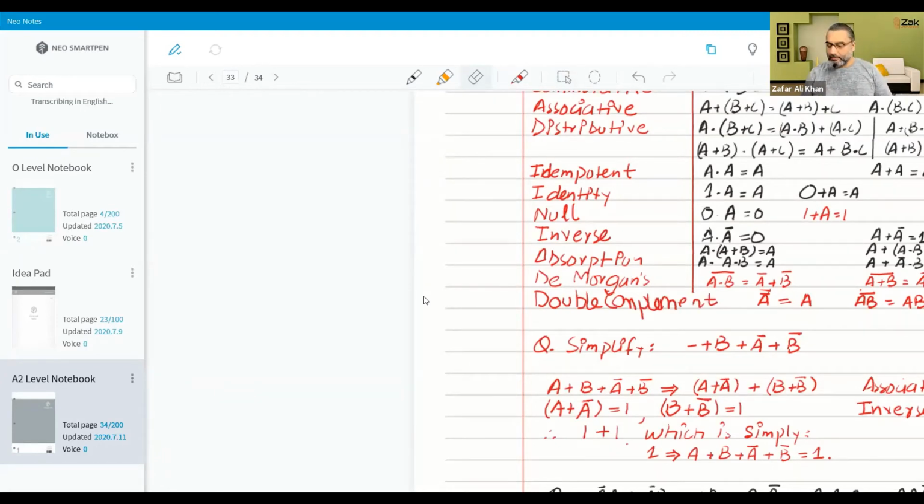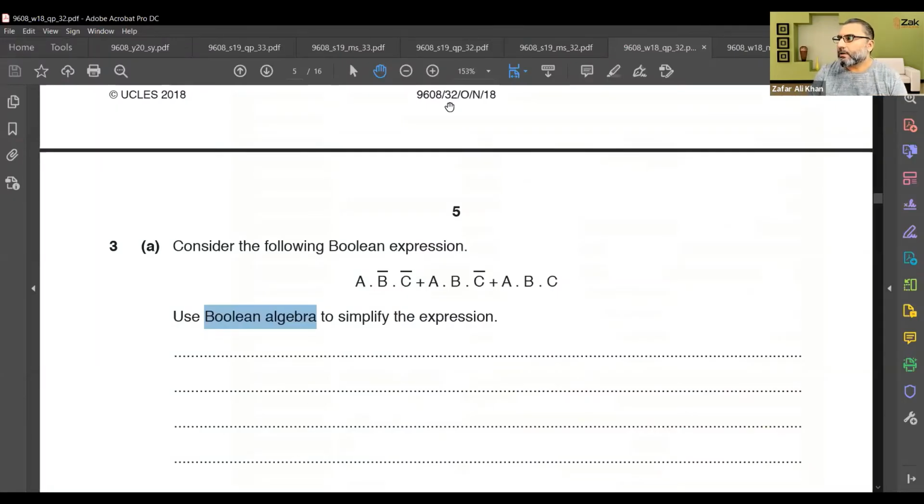Okay, double complement. I don't know what has happened to this page. So question here, October, November 18, 19, 18 और 19 के questions हम solve कर रहे हैं. 20 जून का तो exam हुआ ही नहीं है. So 18 and 19, October, November 18, P32, question 3.